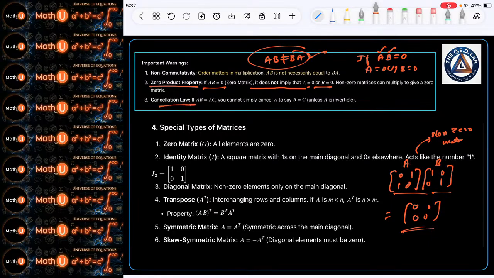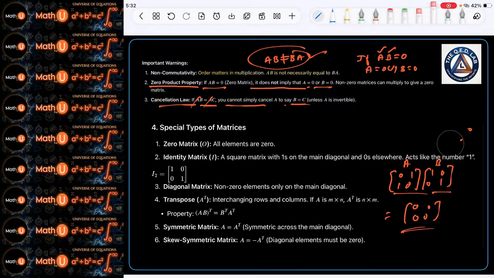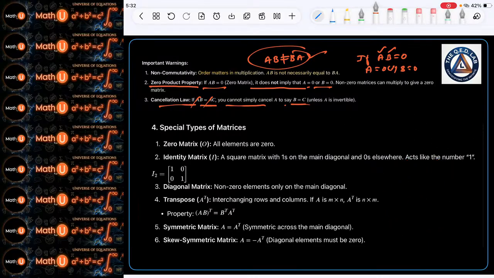And cancellation law: if AB is equal to AC, you cannot simply cancel A to say B is equal to C. We cannot cancel like this. If it is in numbers, like 2x equal to 2y, we can cancel, because both are numbers, and we can write x equal to y. But if A, B, C are matrices, we cannot cancel simply. You should remember this one, very important.